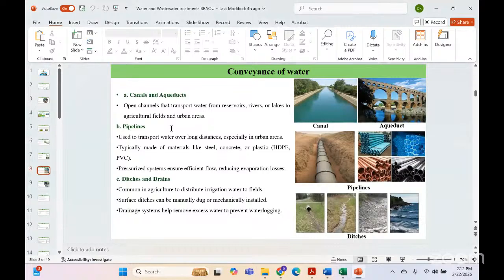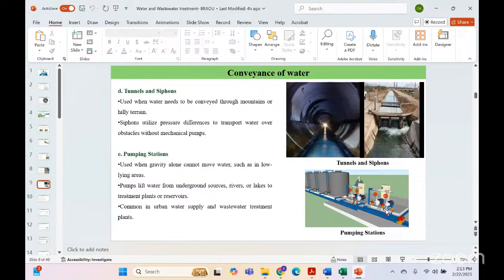So coming back to the ditches and drains. These are naturally formed by digging, and farmers majorly use these ditches for transporting water into their agricultural fields from nearby water bodies. The surface ditches are also manually dug or mechanically installed in order to divert the water. And the drainage systems as well will remove the excess water to prevent waterlogging effects.